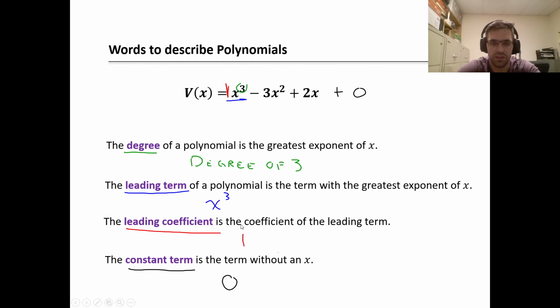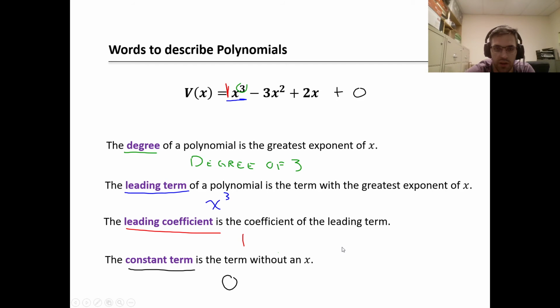And the leading coefficient is the coefficient of that leading term. So because it's just a positive x, there's an invisible 1 out front. So 1 is our leading coefficient. And the constant term is whatever term has no x. So each of these terms have an x. So if you imagine there's a plus 0 attached, the constant would be 0. You could think of this as a term with an x to the power of 0, because x to the power of 0 would just be 1 anyways. That's another way people think about it sometimes.